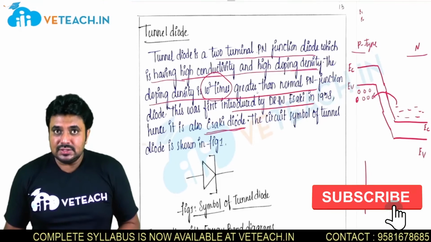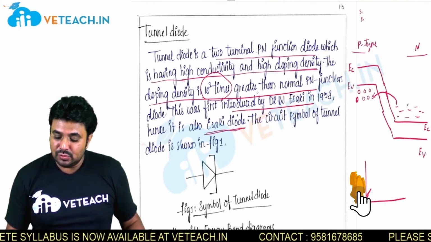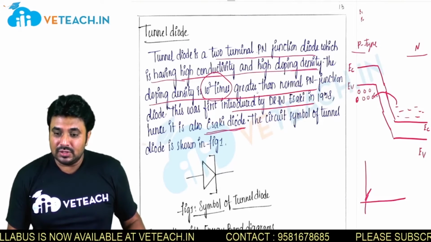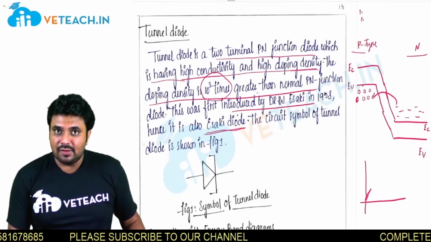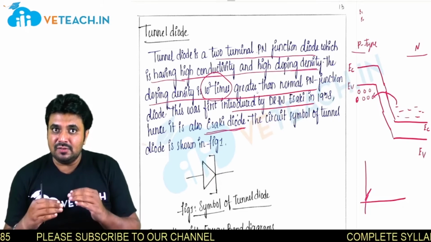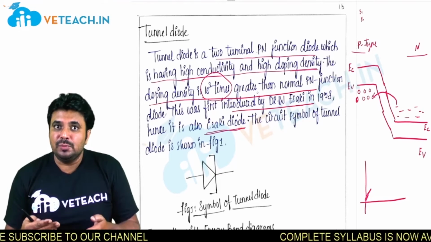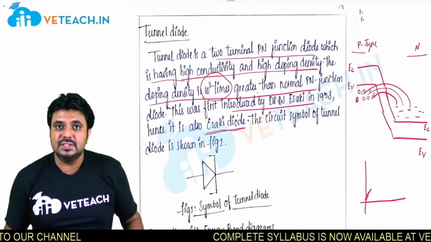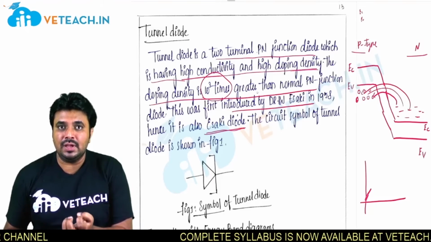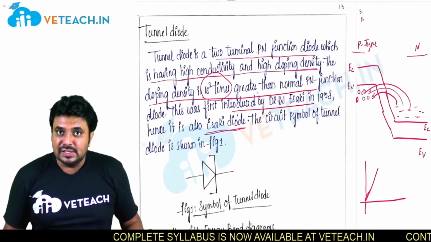Now if you keep increasing the voltage, this energy level goes in the upward direction. When the energy levels of the N-type and the P-type become equal, then a larger number of electrons will pair up with the P-type semiconductor. Due to that, the current will be increased.